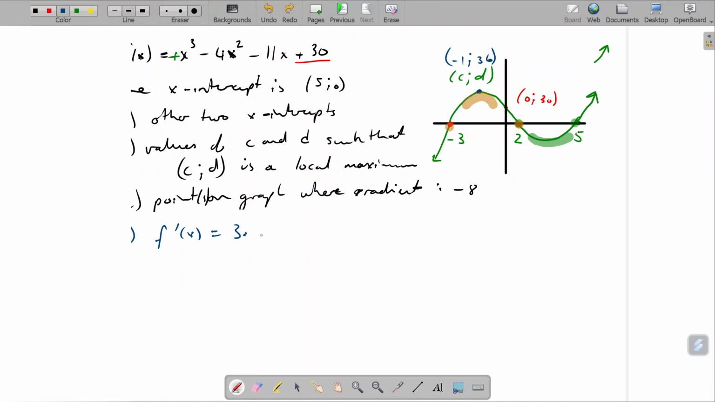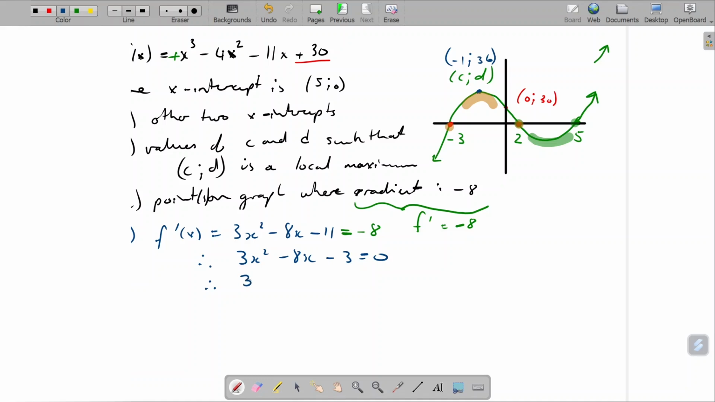3x squared minus 8x minus 11. They are telling us from here that they want to find one where the gradient is -8. So all I'm doing is saying that this must equal -8. I'm going to solve that. Therefore, 3x squared minus 8x minus 3 equals 0. I'm going to factorize that down. So 3x minus 1 and x minus 3.